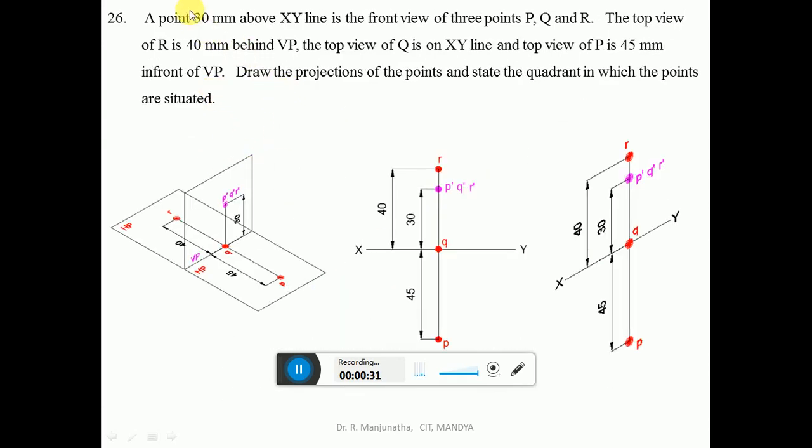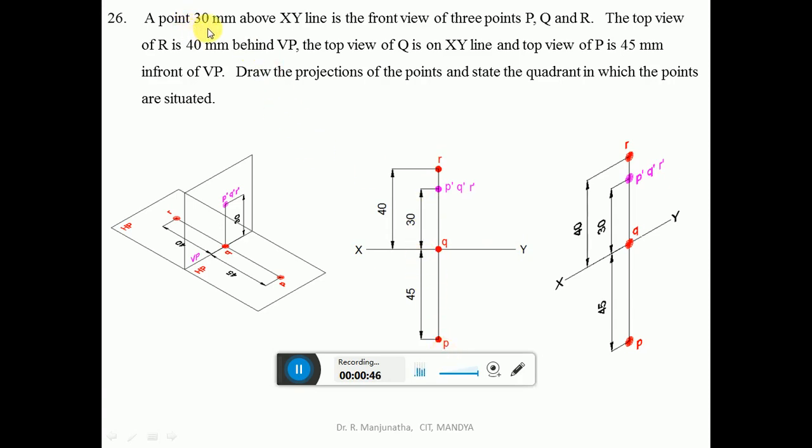So here first we are going to draw the drawing first in the sketchbook. How to draw this sketch? First you draw the XY line and mark X and Y. Then you draw one vertical projector here with a thin line.